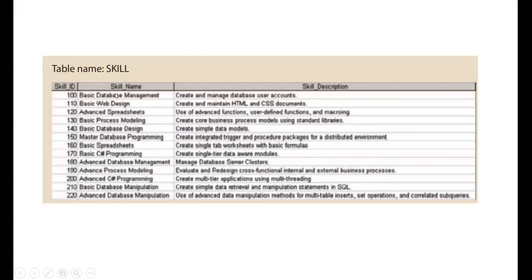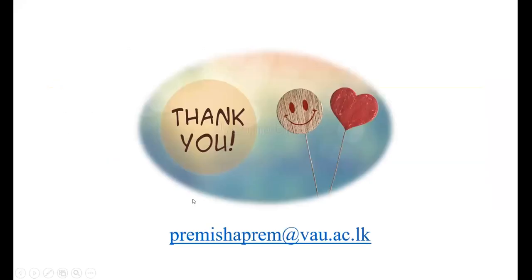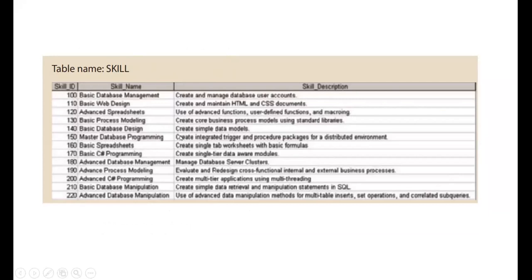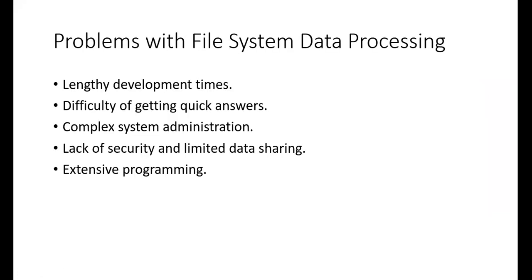This is one record: 100, basic database management, and create and manage data. Altogether this row is called one record. A related set of data or related set of fields we call a record. Then a file: when we store skills as an Excel sheet named skill, that one Excel sheet is called a file. These are the terminologies you have to be aware of when it comes to the computerized file system as well as DBMS.